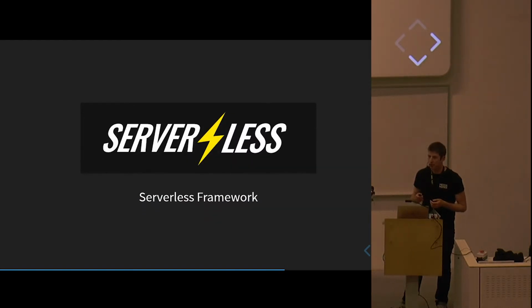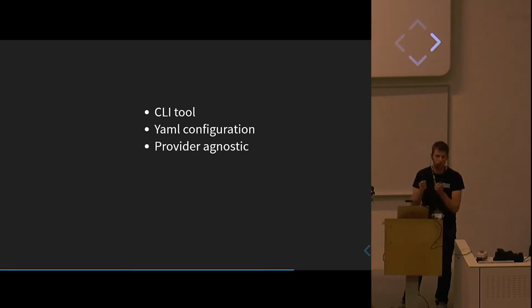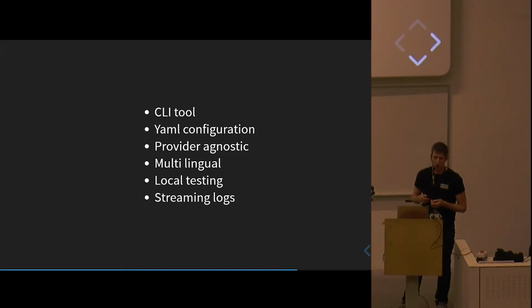I think the best option, if you want to go with AWS, would be Serverless Framework. It has a cool CLI tool. It does configuration in YAML. It's provider agnostic, so it supports AWS, Google, and Azure. Very cool. It's multilingual, so you can go with Python or JavaScript, it doesn't matter. It supports local testing of your functions and streaming logs, so you don't have to log into AWS to see what went wrong. It can show you in your command tool.